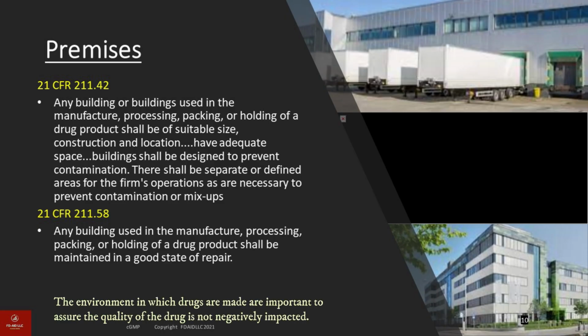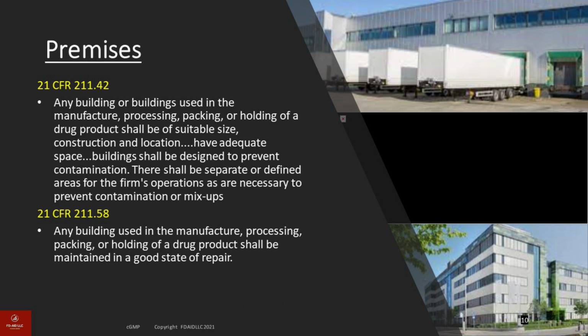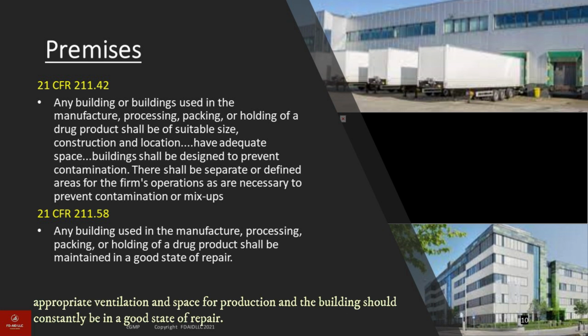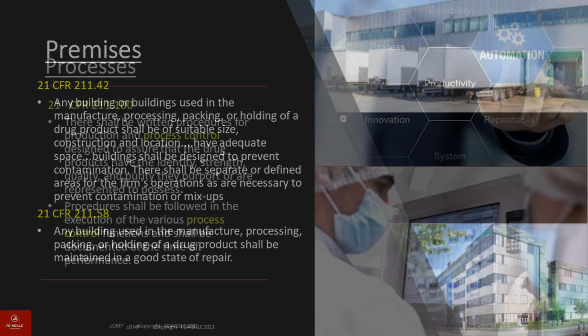The environment in which drugs are made is important to assure the quality of the drug is not negatively impacted. This means that there should be suitable air quality and effective pest control procedures, appropriate ventilation, and space for production, and the building should constantly be in a good state of repair.